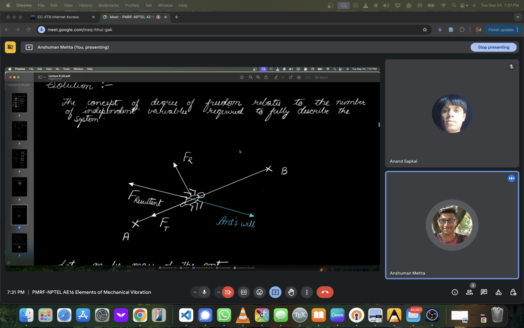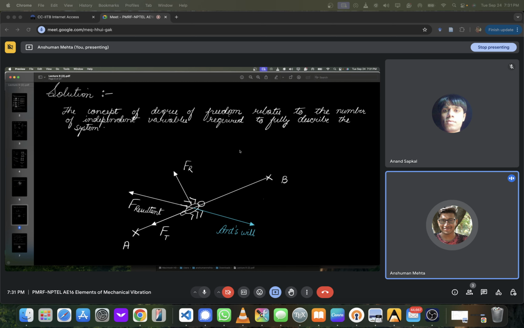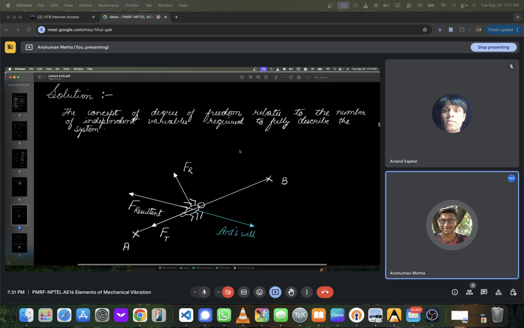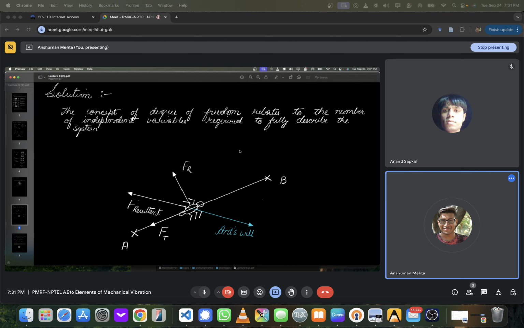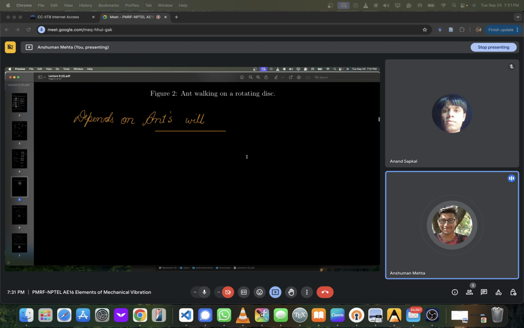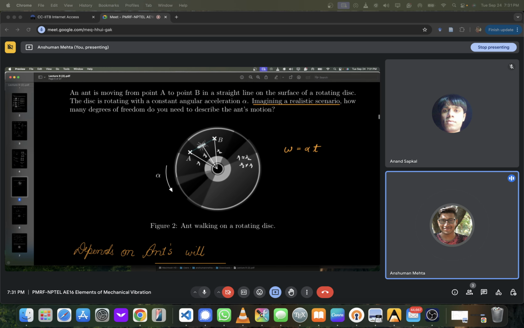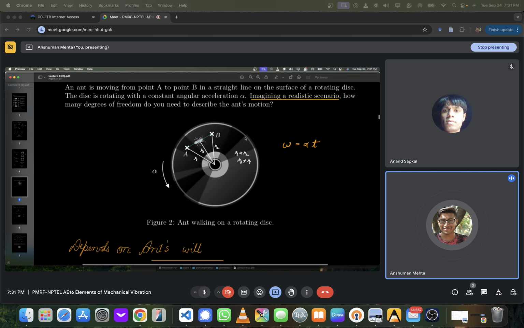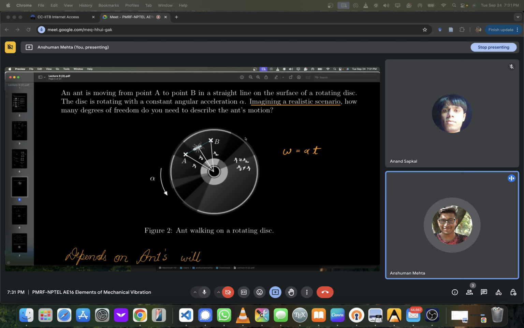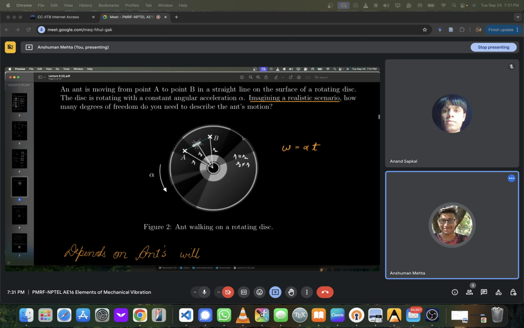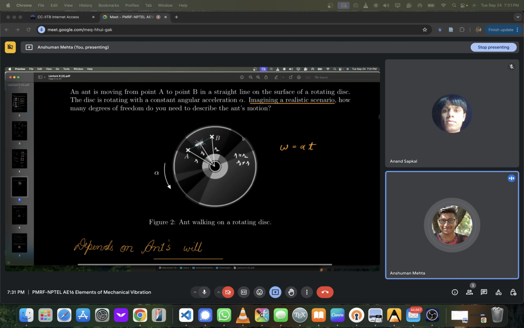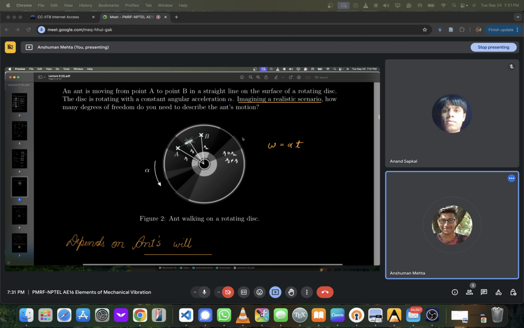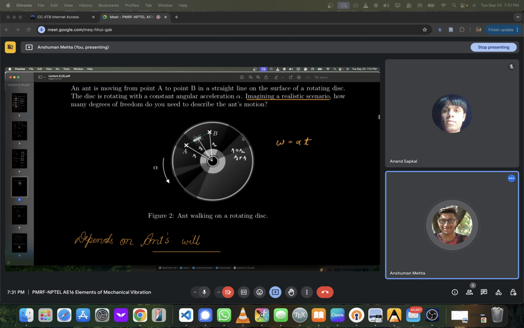So if this question is asked in very textbook form, then the answer is 1, because it has to go from point A to B, so it's a straight line, so that's the degree of freedom. But if it's asked keeping a practical scenario in mind, then you have to think about these things, because this is what gives you a more practical point of view.